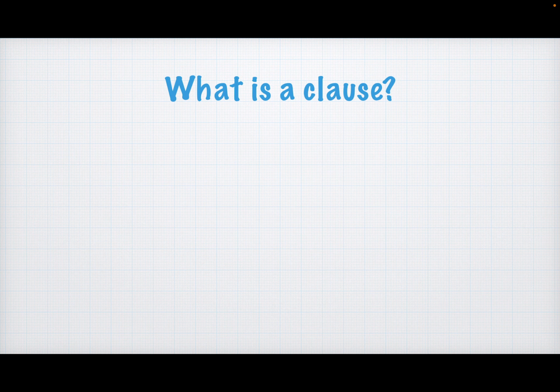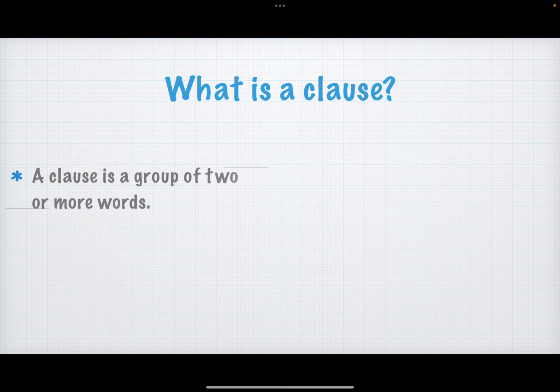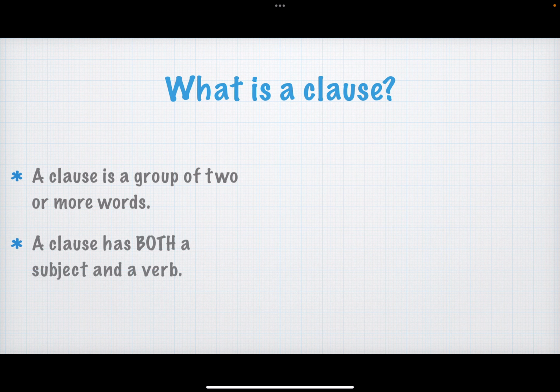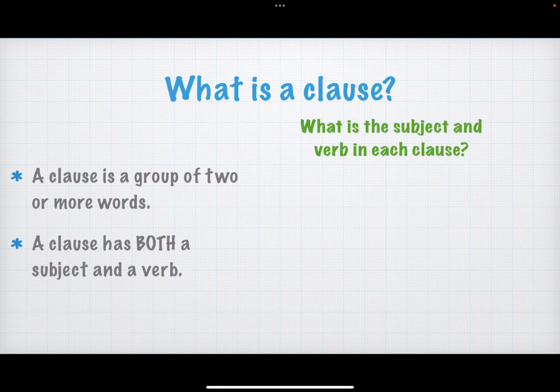Let's also review what is a clause. A clause is a group of 2 or more words. A clause has both a subject and a verb. Think about these following examples. What is the subject and verb in each clause?